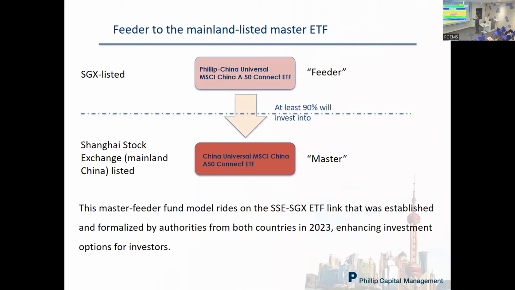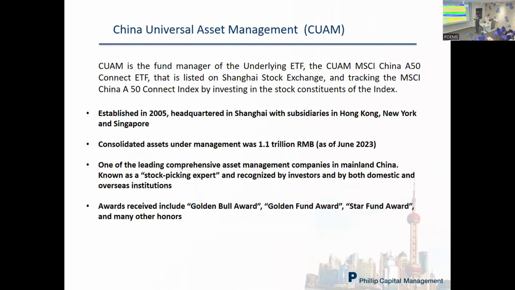For this master ETF that is managed on the mainland, which we are primarily holding in order to get exposure to the MSCI 50 index, here are some details. Next slide. This is China Universal, a fund manager in mainland China that manages total assets of about 1.1 trillion RMB, about 150 to 200 billion Singapore dollars in assets under management. That's really not small. It is even one of the top fund managers in China. Next slide.